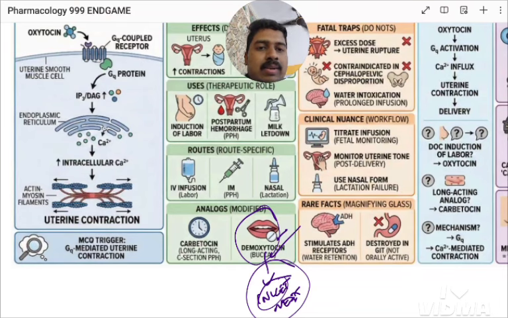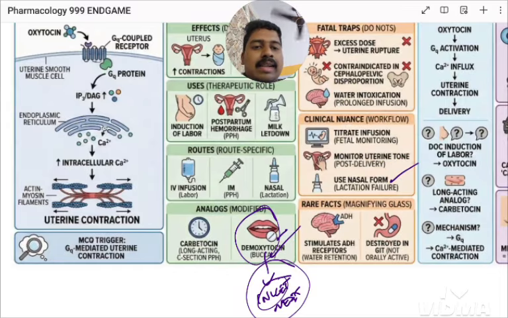Next, what are the other things that you should know? One is that infusion of oxytocin during labor is titrated according to fetal monitoring, which we'll be discussing in OBG. Second, we'll have to monitor uterine tone postnatally. That is for PPH. Basically, if there is a decreased tone, then we have atonic uterus. In that case, we'll have to increase oxytocin. So we'll be giving oxytocin, which is a uterotonic. That is, it increases uterine tone.